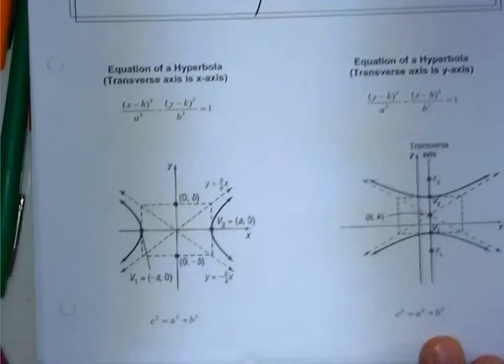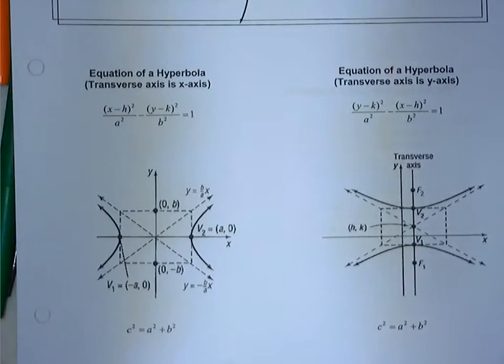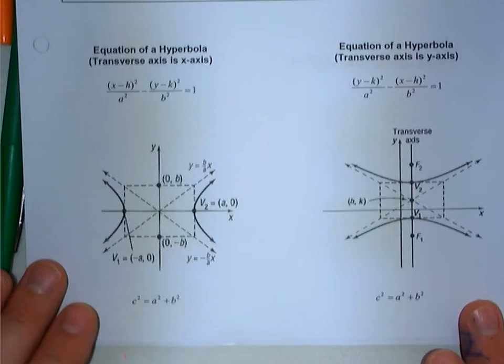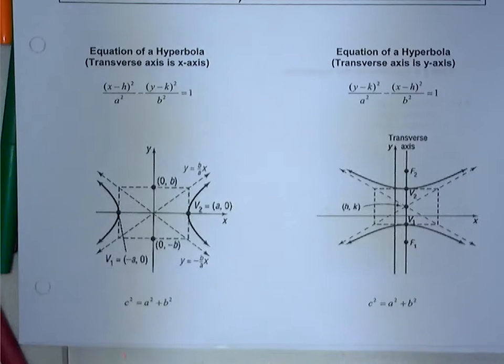we got the old hyperbola here. Let me get it all on here. We got to just bring it down just a touch. The old hyperbola. All right. So here's the two that we're going to be dealing with. The first one is opening side to side. The second one is opening up and down.